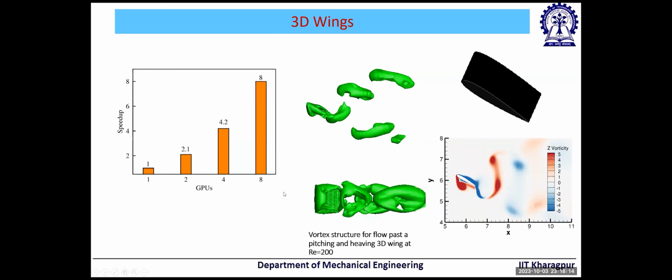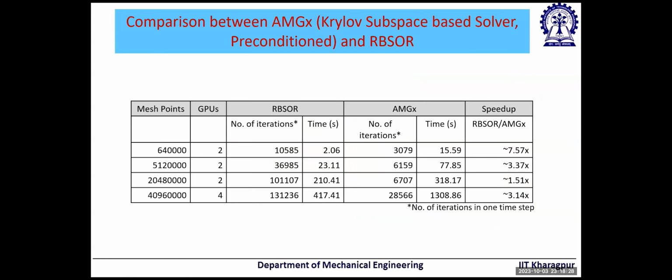over a 3D wing, and we observed that it scales linearly with the number of GPUs up to 8 GPUs, and found out the vortex structures are different for different angles of attack, Reynolds numbers, etc. We have compared the multi-GPU implementation of AMGX with our RBSOR based in-house code implementation, and we saw that for multi-GPUs our solver is faster, and as we increase the mesh size, we can see better speed up.